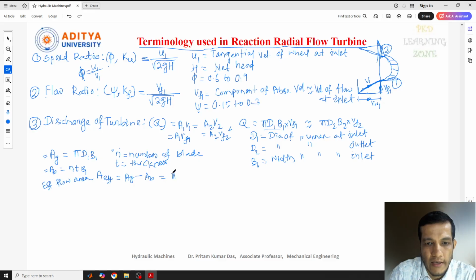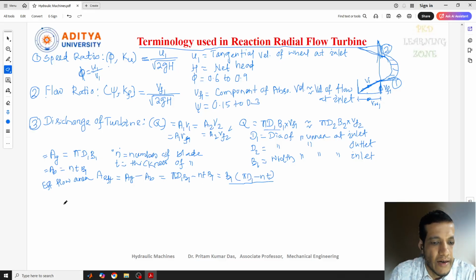So we can write, as I told you, this one is pi d1 v1 minus n t v1, and here if I take b1 common, I get pi d1 minus n into t. Sometimes the thickness of the vane will be given, the thickness of the blade, or vane we can also say. So the area through which the flow takes place can be written in this way.